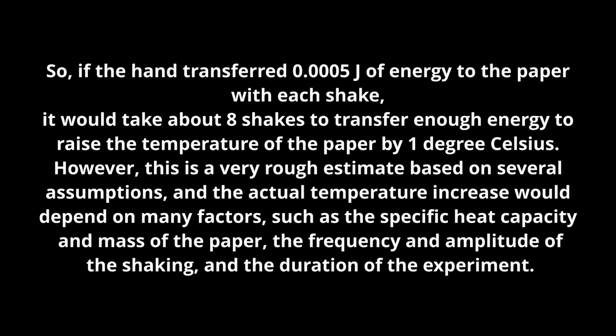If each shake transferred 0.0005 J of energy to the paper, then the total energy transferred would be 0.0005 J/shake x 480 shakes equals 0.24 J, assuming that all of this energy is absorbed by the paper, and that the specific heat capacity and mass of the paper are such that it would take 1 J of energy to raise the temperature of the paper by 1 degree Celsius, then the temperature increase of the paper would be 0.24 J / 1 J/degree equals 0.24 degrees Celsius.